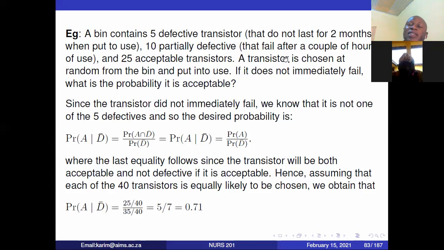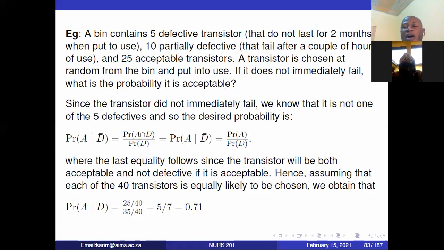So you can see that they are saying that a transistor is chosen at random from the container, or from the bin, and put into use. And what follows is that if it does not fail immediately, what is the probability that it is acceptable?